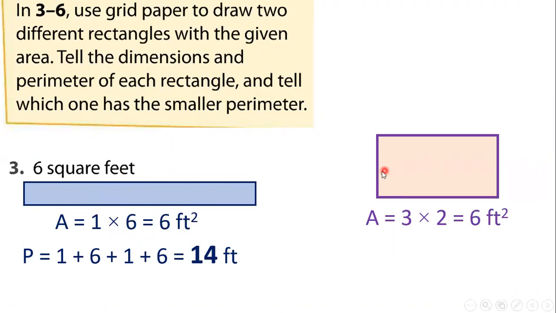These two sides are 2 feet long, and these two sides are 3 feet long. So the perimeter of this rectangle is 3 plus 2 plus 3 plus 2 equals 10 feet. Which rectangle has the smaller perimeter? Yes, this one, because 10 is smaller than 14.